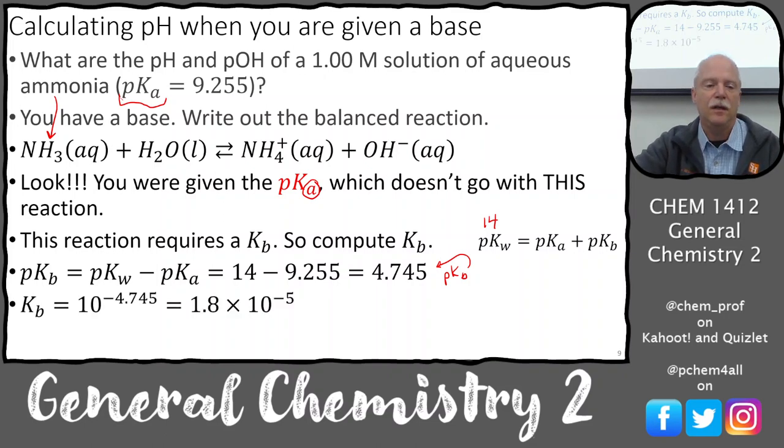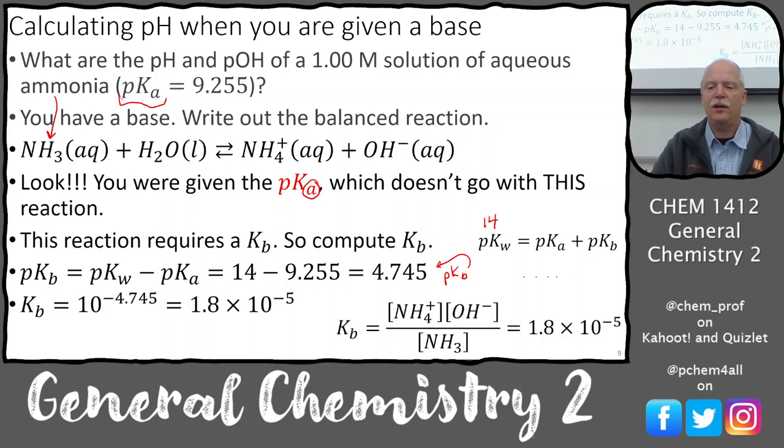Okay. And so Kb is the antilog, 10 to the minus 4.745, so 1.8 times 10 to the minus 5. And so here's our equilibrium constant expression for this reaction. You've got the concentrations of everything equals 1.8 times 10 to the minus 5.